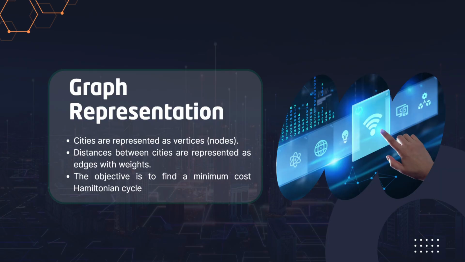Next, graph representation. Cities are represented as vertices or nodes. A path, the distance from one node to another node, is represented as an edge. An edge is weighted, representing distance, cost, or travel time. TSP is usually modeled as a complete weighted graph, and the solution is a minimum cost Hamiltonian cycle.